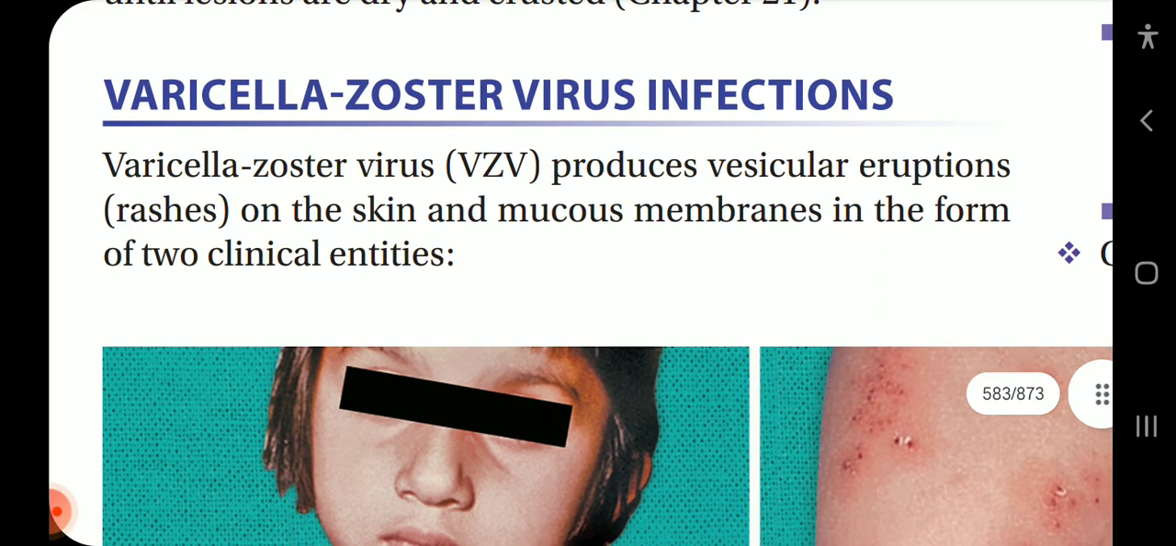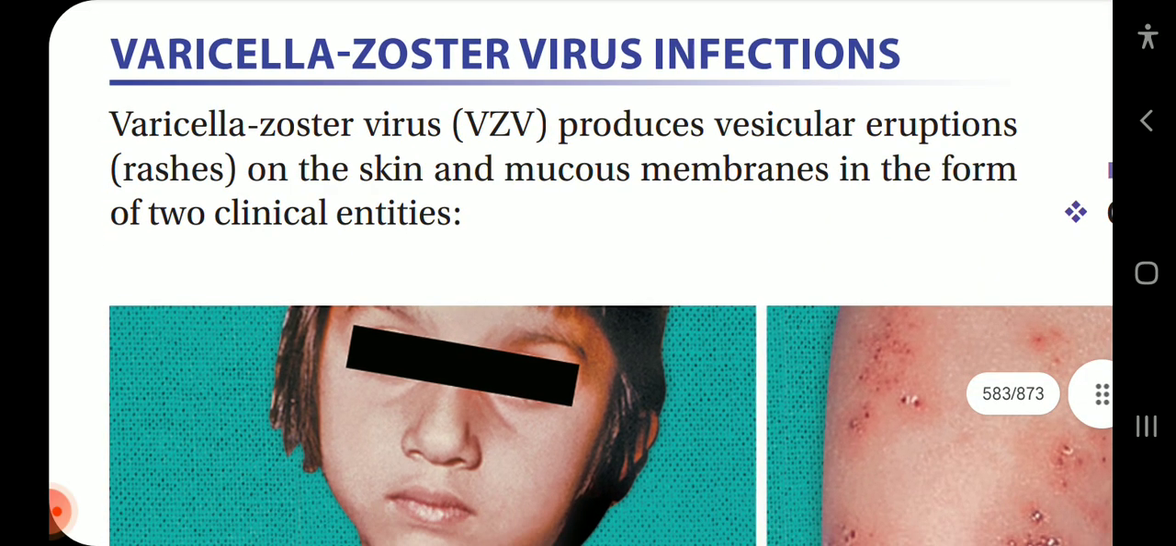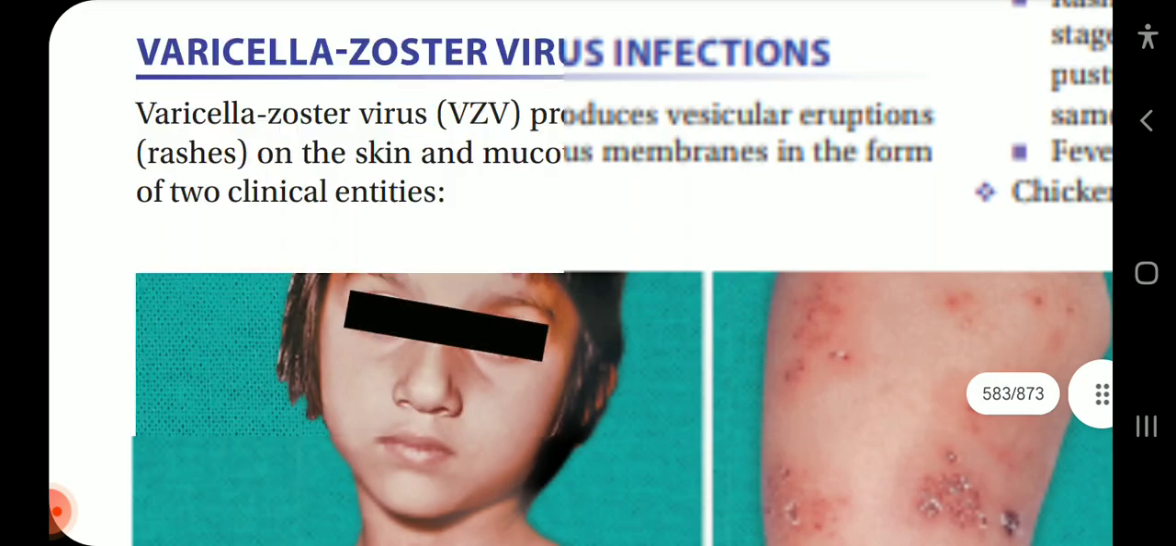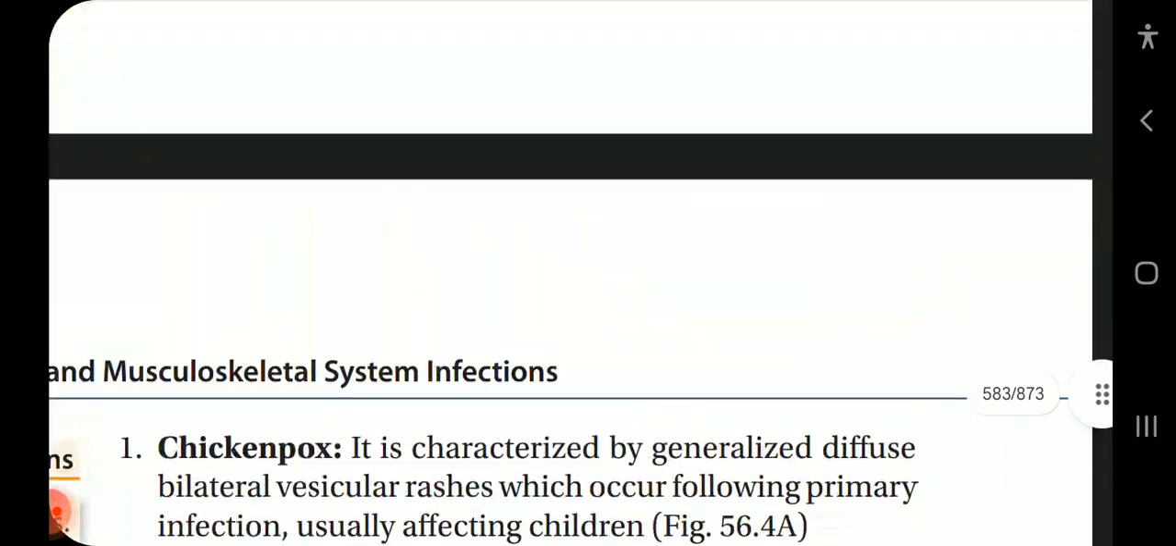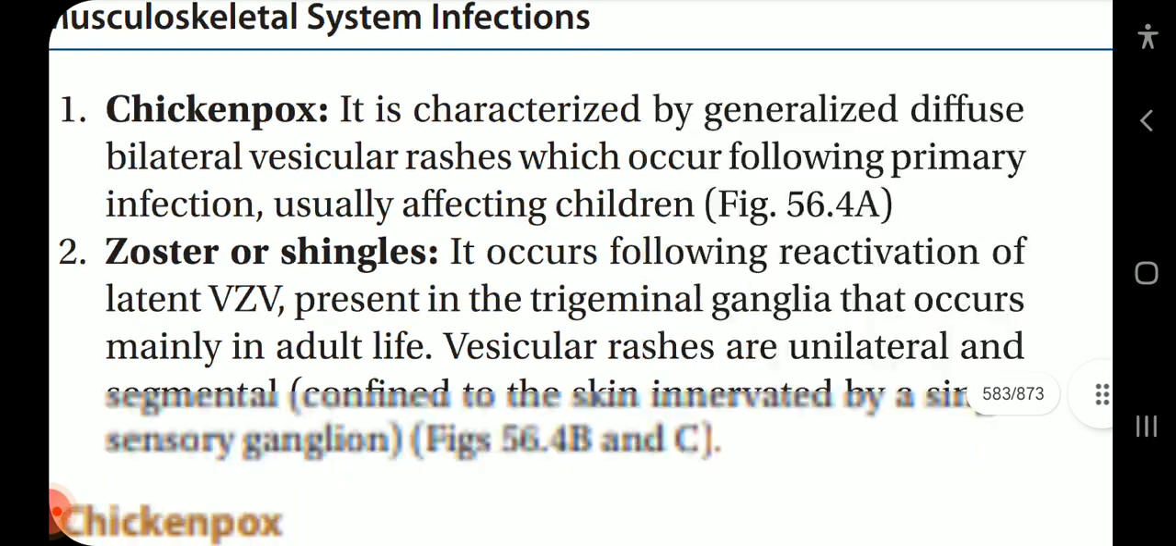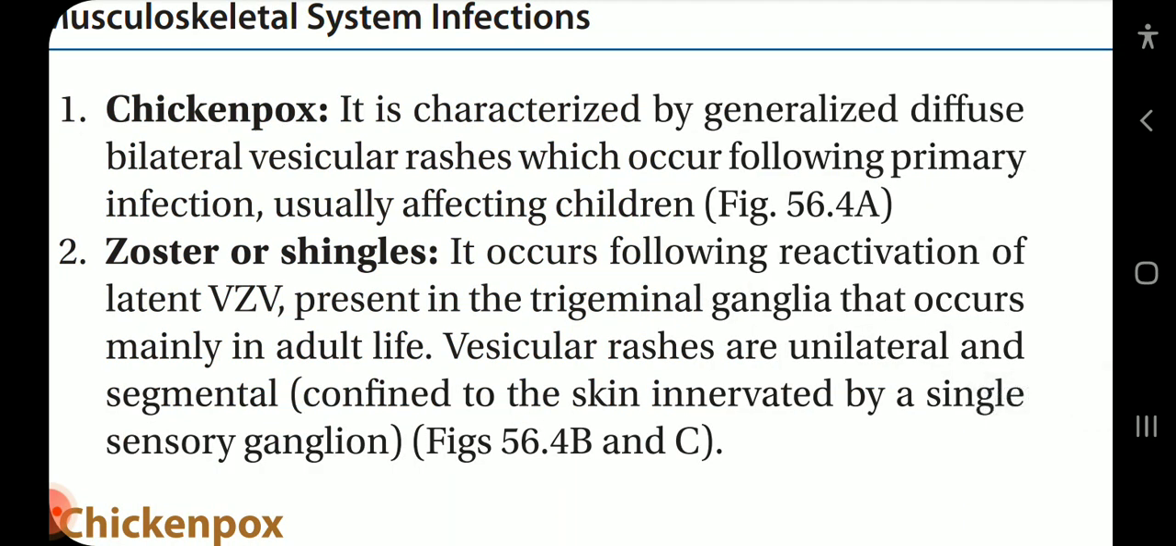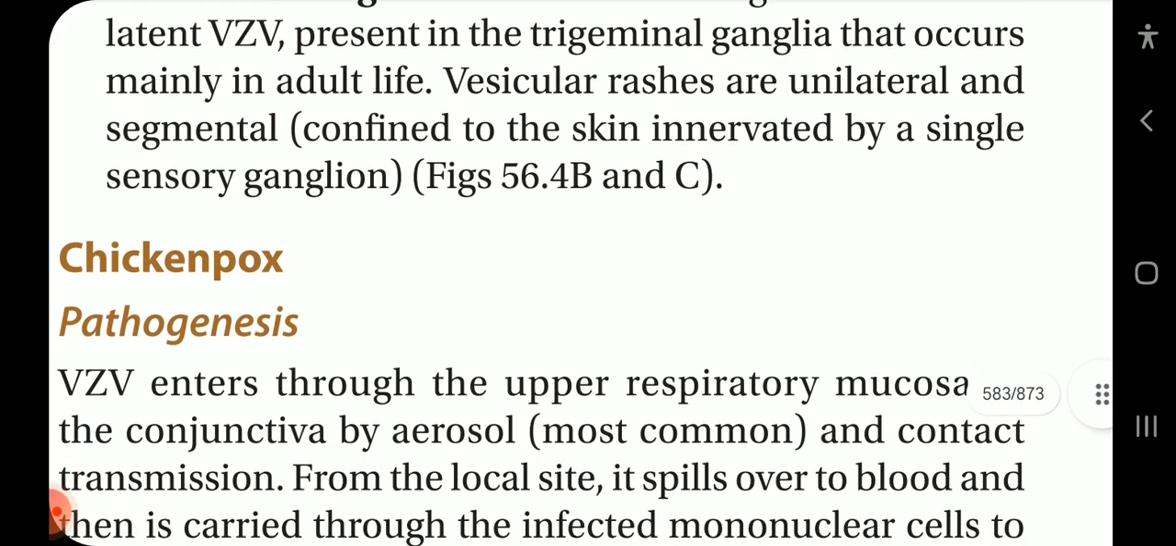Now coming on to varicella zoster infections. Varicella zoster, VZV, produces vesicular eruptions, rashes on the skin and mucous membrane in the form of two clinical entities. Chickenpox. It is characterized by generalized diffuse bilateral vesicular rashes which occur following primary infection, usually affecting children. Zoster or shingles. It occurs following reactivation of latent VZV present in trigeminal ganglia that occurs mainly in adult life. Vesicular rashes are unilateral and segmental, confined to the skin innervated by single sensory ganglion.